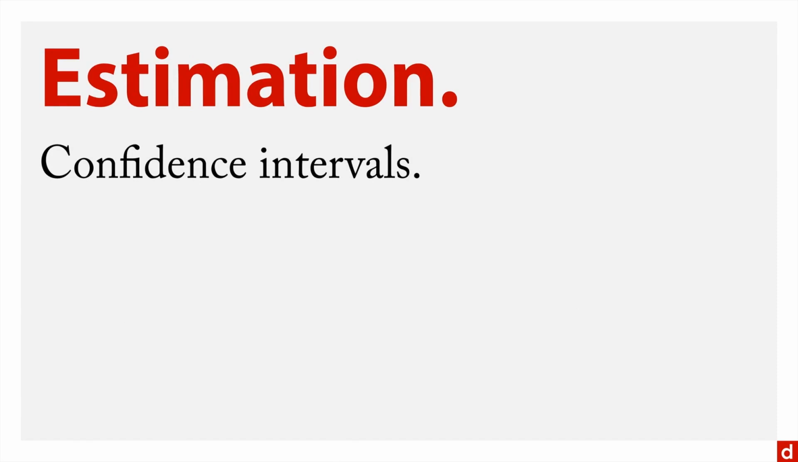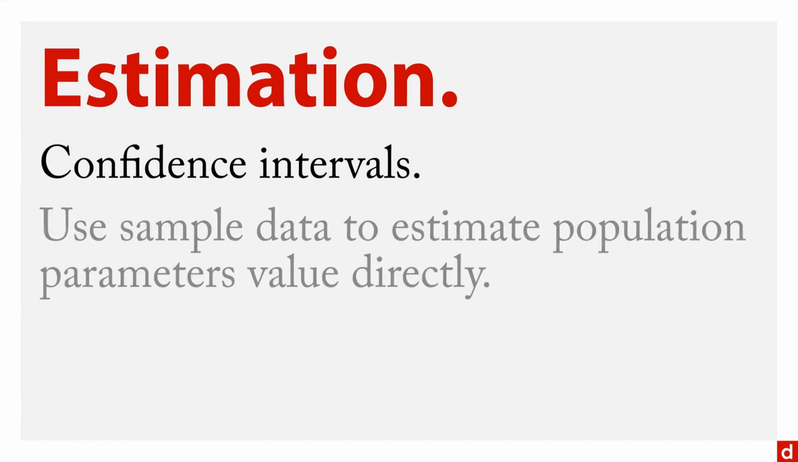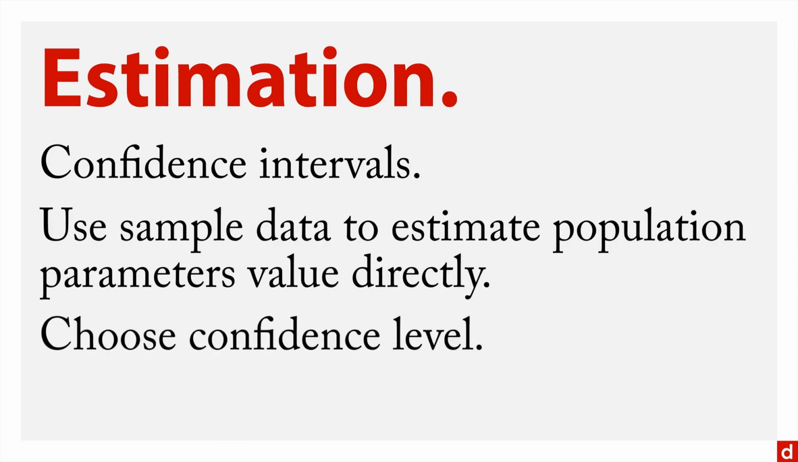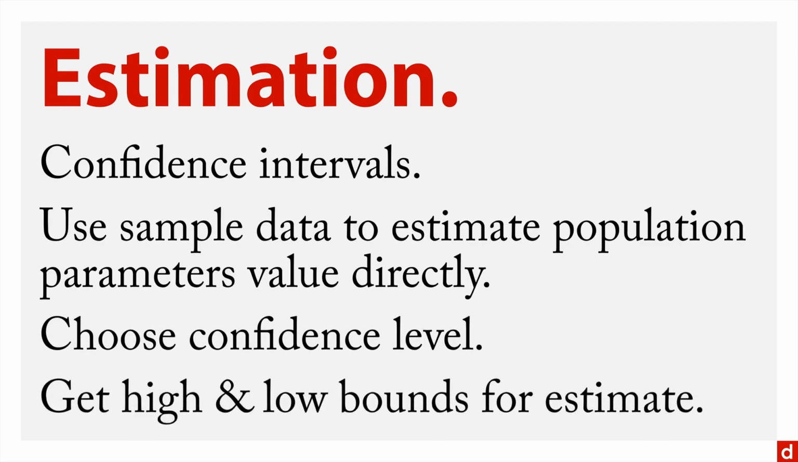The other most common version is estimation, which is, for instance, characterizing confidence intervals. That's not the only version of estimation, but it's the most common. And this is where you use sample data to estimate a population parameter value directly. So you use the sample mean to try to infer what the population mean is. You have to choose a confidence level, you have to calculate your values, and you get high and low bounds for your estimate that work with a certain level of confidence.